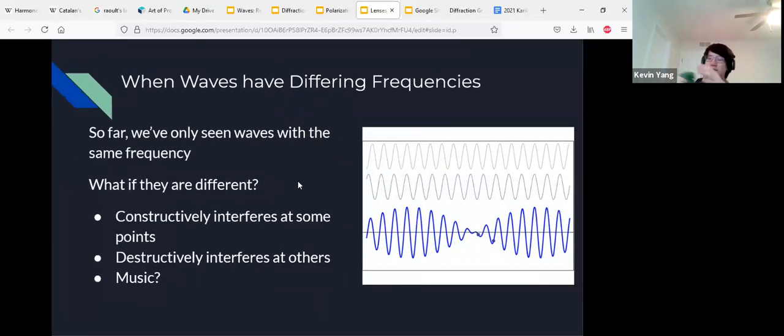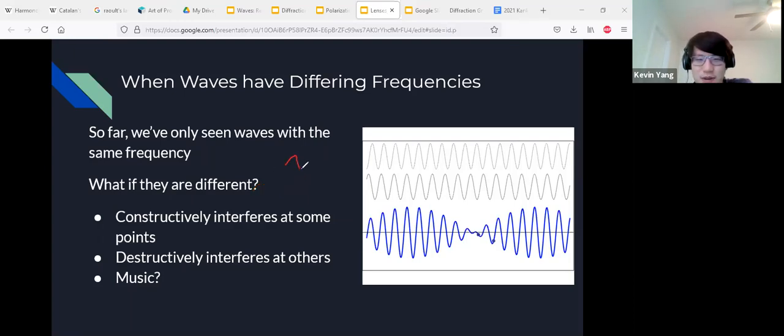We've mostly just been dealing with interference whenever the two waves have the same frequency, right? Because we were saying that these peaks are going to perfectly line up with another peak, and these bottoms are going to perfectly line up with the bottom. But this can only happen if these waves are the same length. But they don't necessarily have to be the same length, right?